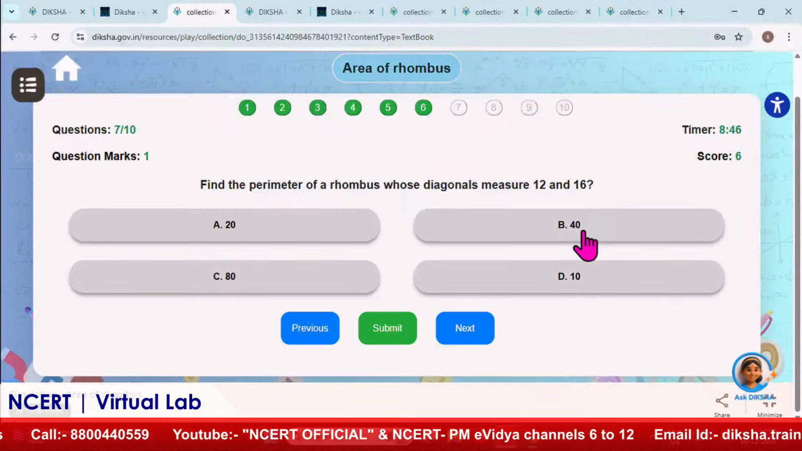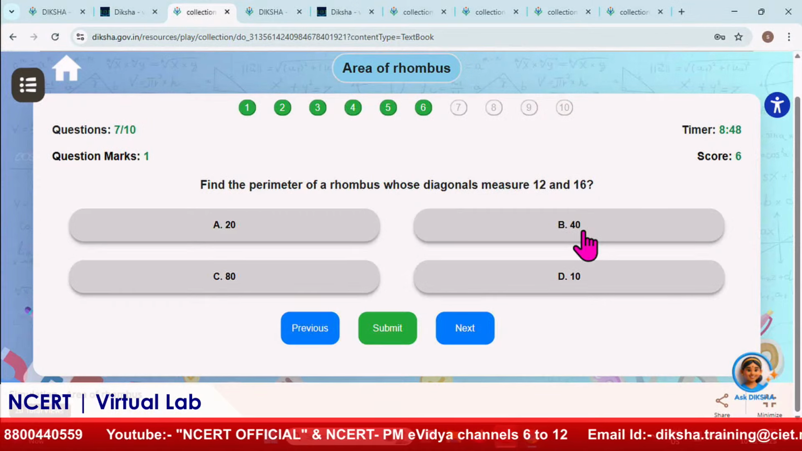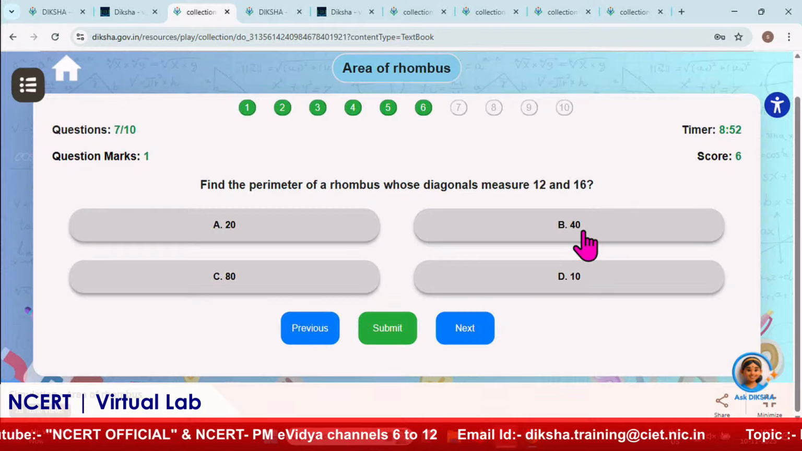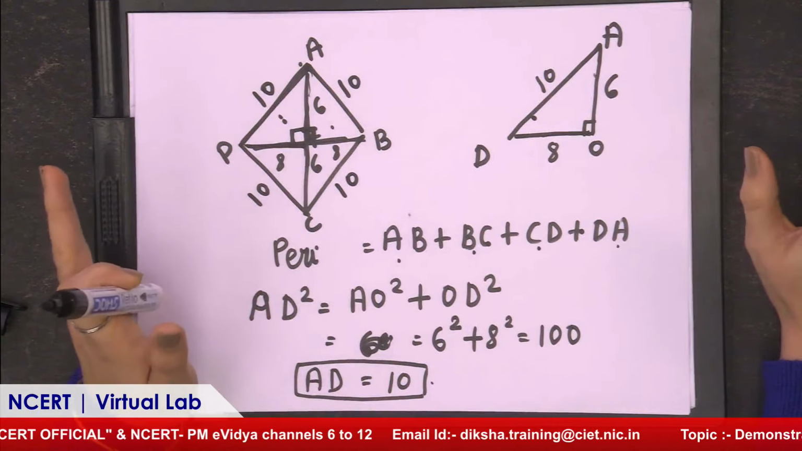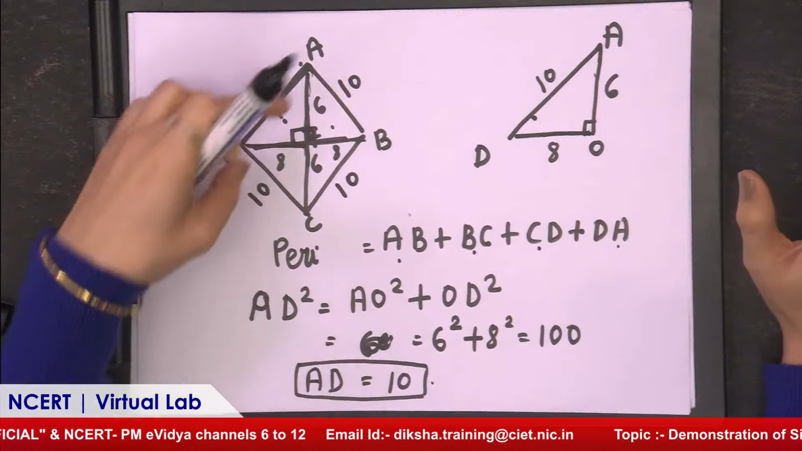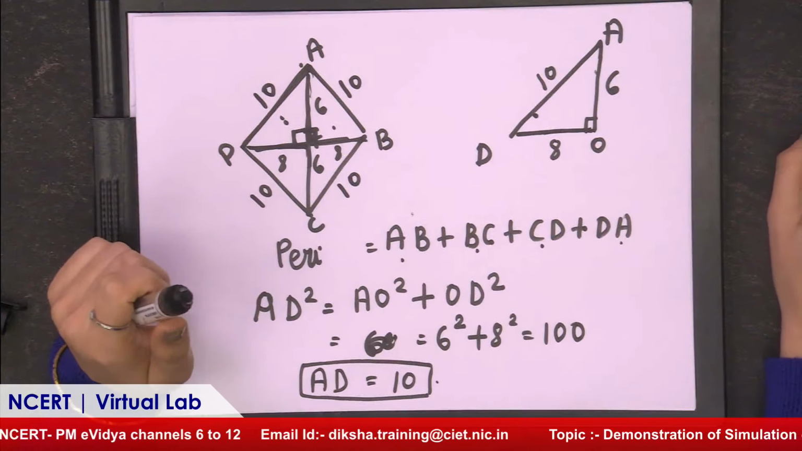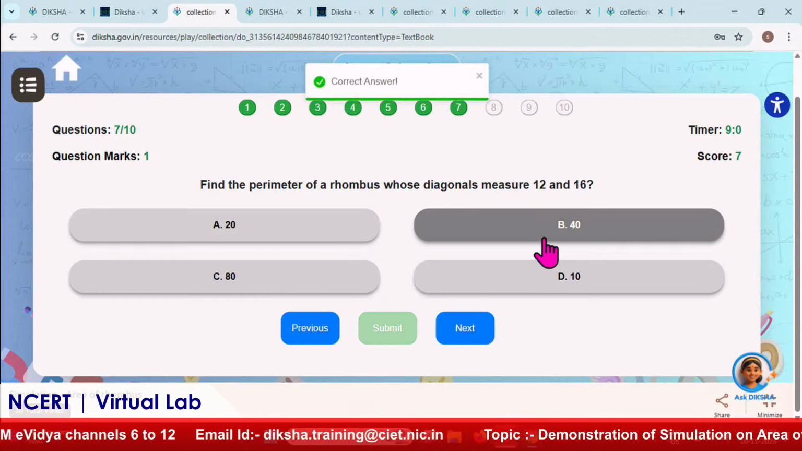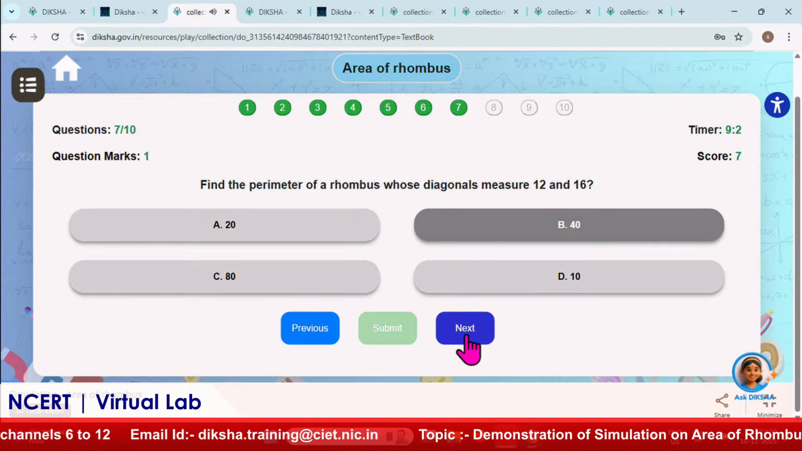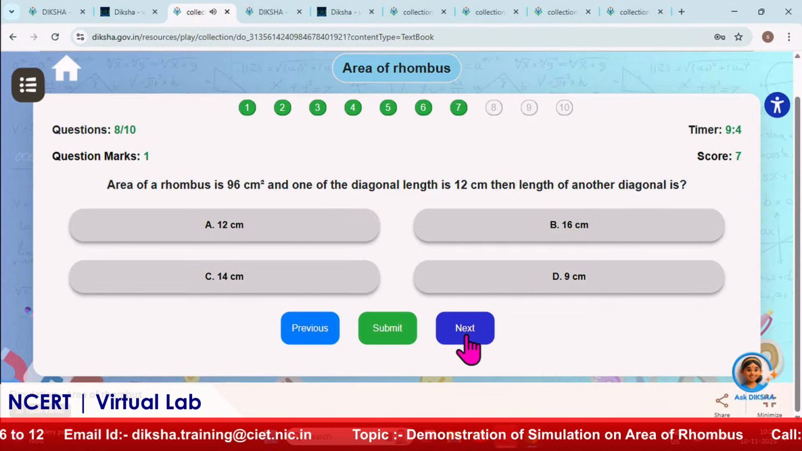So the unit should be centimeter, not centimeter square, because we are adding the sides. We are not multiplying the sides, we are adding the sides. So that means the answer should be 40 centimeter, and the correct answer is 40. Click on the submit button and move on to the next question.